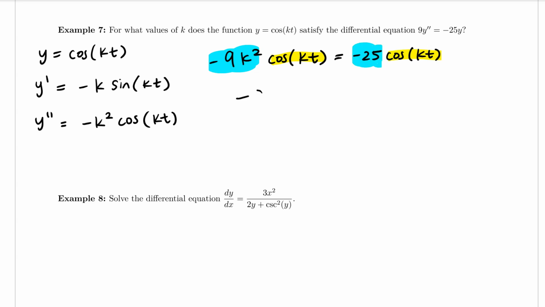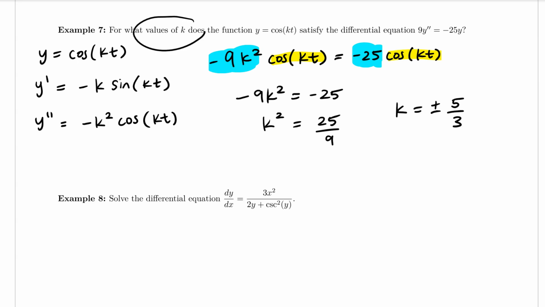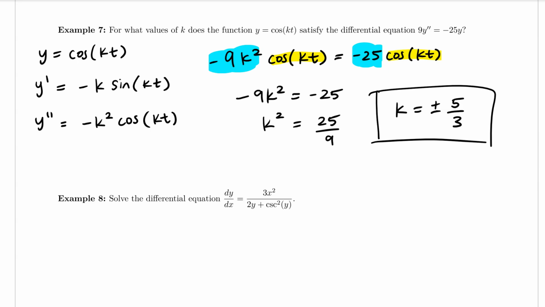So we have negative 9k squared is equal to negative 25. If I divide both sides by negative 9, I get 25/9. Then if we take the square root of both sides, we get k is equal to plus or minus 5/3. It just asks for what values of k, so here are our k values, and that's our final answer for example 7.